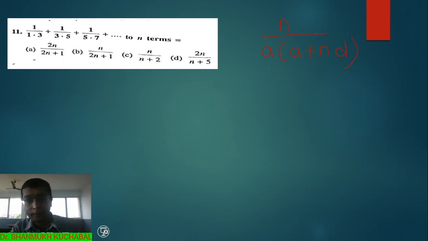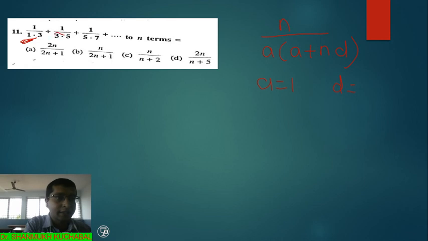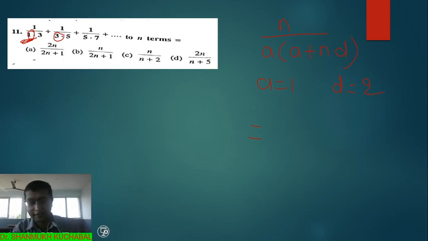So now we will write a. All of you are familiar with this. So a equals 1. Then what is the common difference? It is the second term minus the first term, 3 minus 1, so d equals 2. This value we have to substitute, so we get n divided by 1 into 1 plus 2n. Therefore option B, n divided by 1 plus 2n, is the right answer.